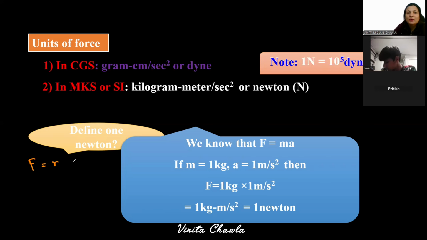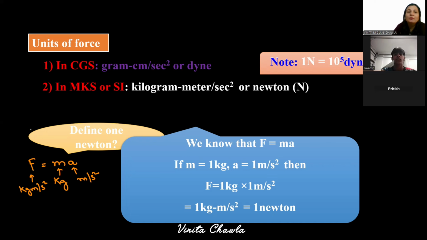We write force as mass into acceleration, no? Yes. And we measure mass in kilogram, and we measure acceleration in meter per second square. So collectively, we can write the unit of force as kilogram meter per second square, no? Yes, ma'am, because it carries the unit of both mass and acceleration. Force is mass into acceleration, the unit of mass is kilogram, and that of acceleration is meter per second square, and therefore we can write the unit of force as kilogram meter per second square.